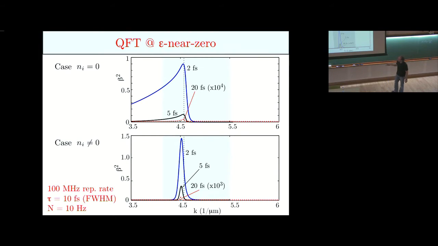And if you go through the numbers, what does this beta squared value actually correspond to? Well, if we have a 100 megahertz repetition rate laser and a tau, so full width half maximum of a laser pulse, of 10 femtoseconds, which is perfectly feasible, we have these numbers in the lab at the moment, we should have a photon pair production rate of about 10 hertz, which should also be measurable.